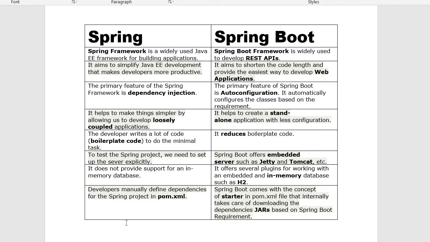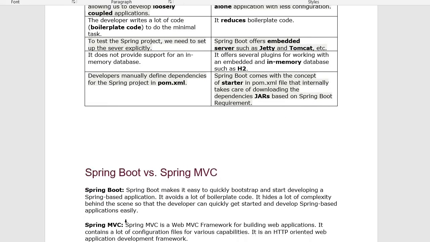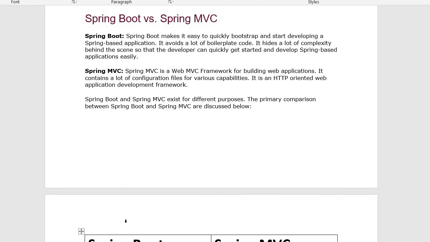In Spring, developers manually define dependencies for the project in pom.xml. Spring Boot comes with the concept of starters in the pom.xml file, which internally takes care of downloading the dependency jars based on Spring Boot requirements. Now you have understood the main differences between Spring and Spring Boot. Now let's have a look at Spring Boot and Spring MVC.